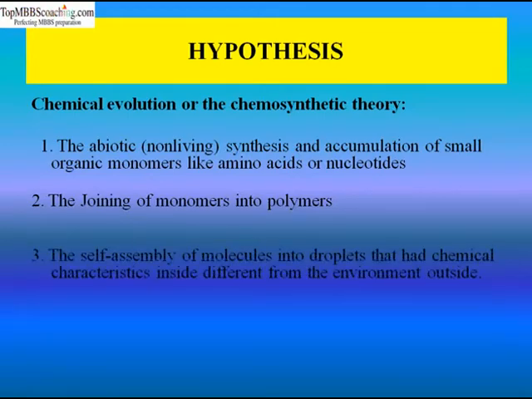Next is the self-assembly of molecules into droplets that had chemical characteristics inside different from the environment outside. And next, the ability to replicate. See, the development of aggregates of molecules called coacervates. Coacervates are theorized to have been the early ancestors of cells.